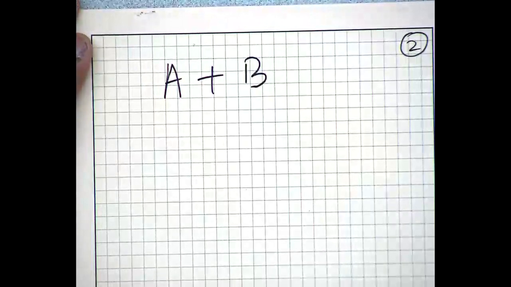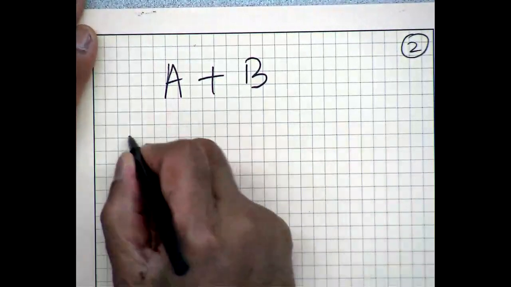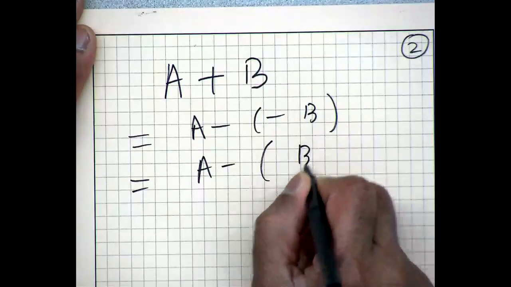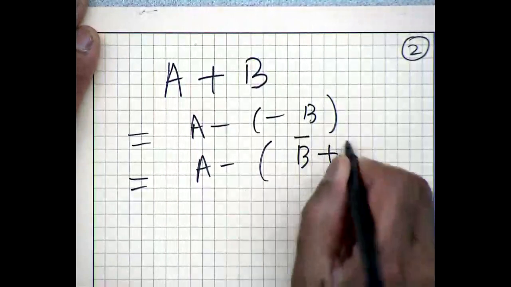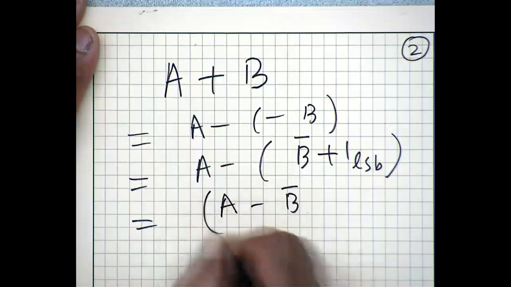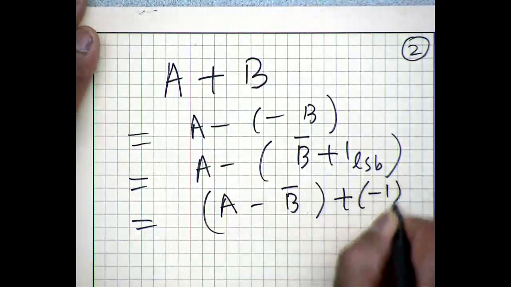Okay, so if I want to add two numbers, a plus b, I can write this as a minus minus b, which can then be written as a minus b complement, b bar, that's 1's complement plus 1 at the LSB, and this can then be written as a minus b bar, plus minus 1 at the LSB.